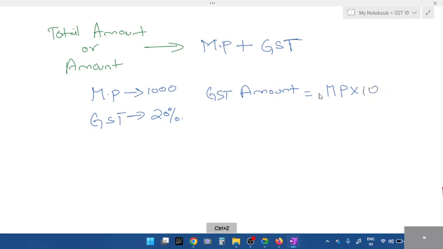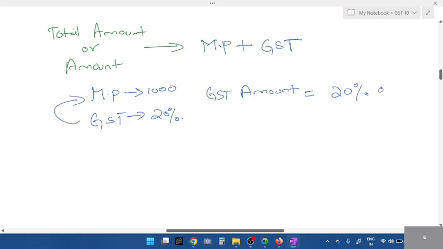Sorry, 1 minute. You take 20%. Look here, 20%. What is GST? 20% of what? 20% of mark price. So that is nothing but 20 divided by 100 into MP. This is how we were doing, right?